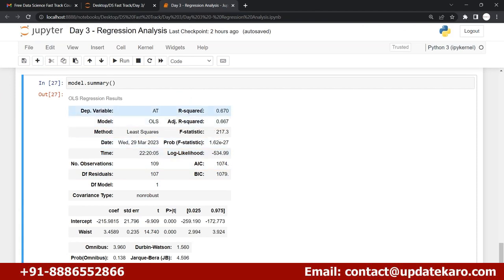You can see the R square. Now what is R square? R square is nothing but showing you how accurate your model is, the capability of your model, right?